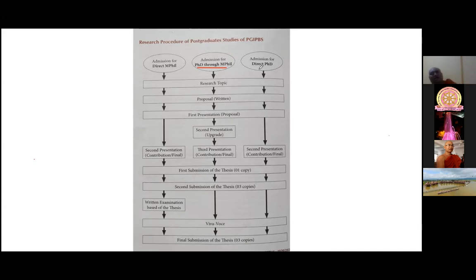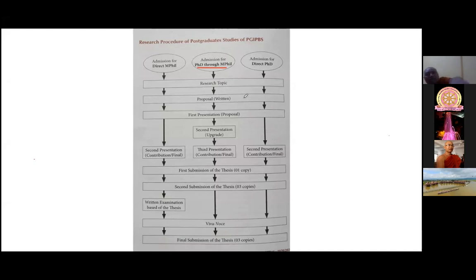Then the next one, the third row, is admission for direct PhD. Research topic, proposal writing, first presentation, these 3 steps are the same. Then second presentation, contribution and final. Then submission, 1 copy to the research unit. Then second submission, 3 copies. Then the viva, then final submission, 3 copies.